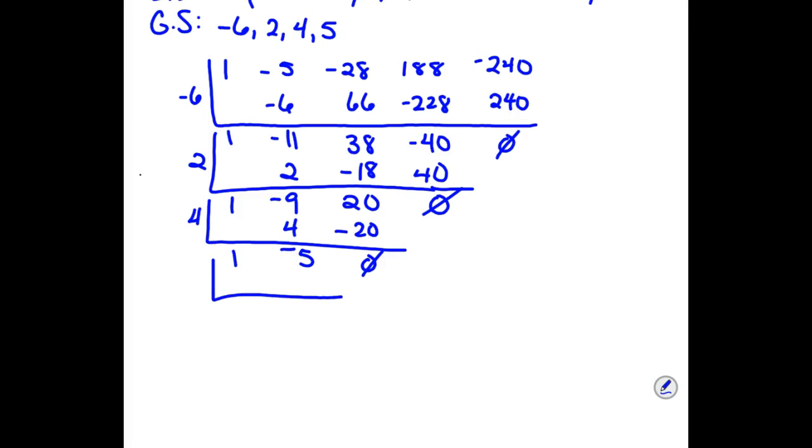And last, we are trying the 5. Bring down our 1. 5 times 1 is 5. Adding gets us no remainder. So we have proved that there are 4 zeros to that polynomial function: -6, 2, 4, and 5.